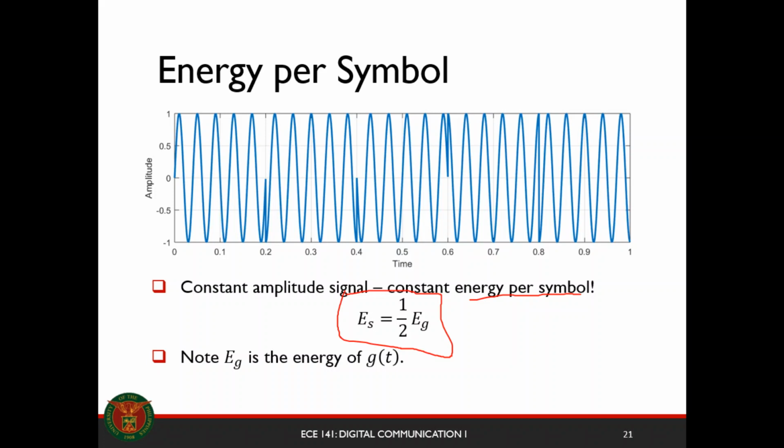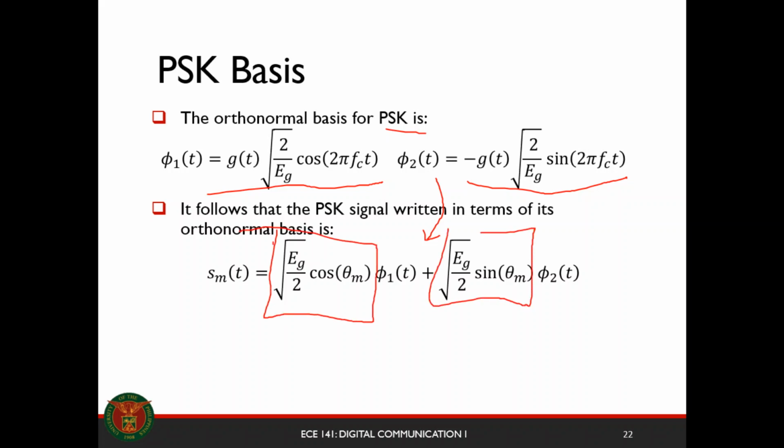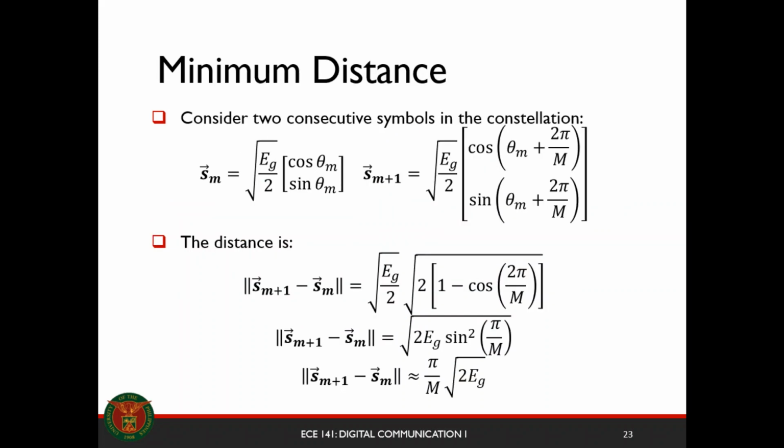If we solve it using signal space, the orthonormal basis for PSK is these two expressions right here. And now we can rewrite our PSK signal in terms of the orthonormal basis. We can see that your symbol m can be defined by these two components right here. So now it becomes this one.